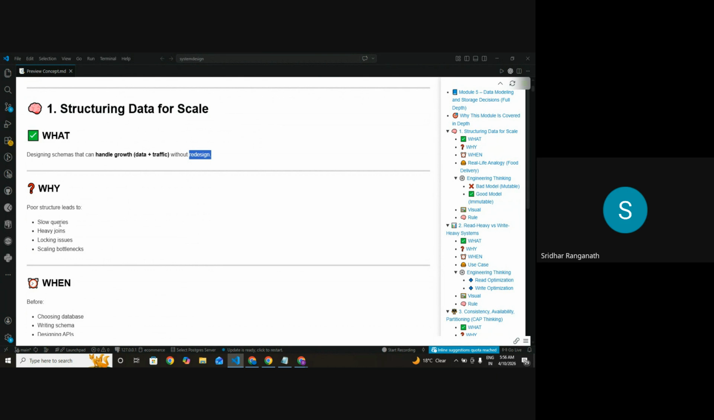Poor structure leads to slow queries, heavy joins, locking issues, scaling bottlenecks.